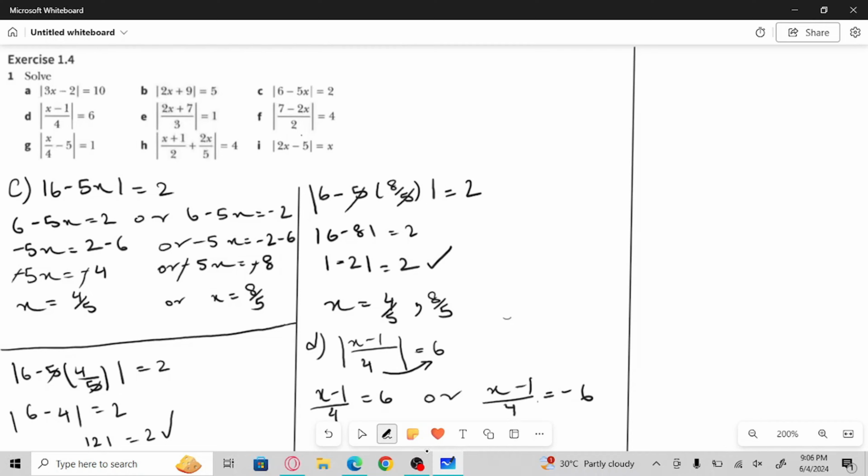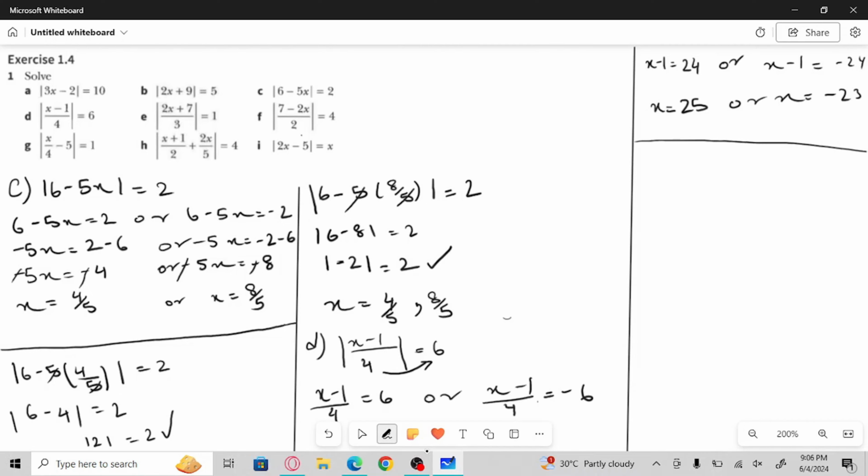Okay, so what we'll do now is x minus 1 is equal to 4 multiplied by 6, which is 24, or x minus 1 is equal to minus 24. We will say that x is equal to 24 plus 1, which is 25, or x is equal to minus 24 plus 1 again, which will become negative 23.